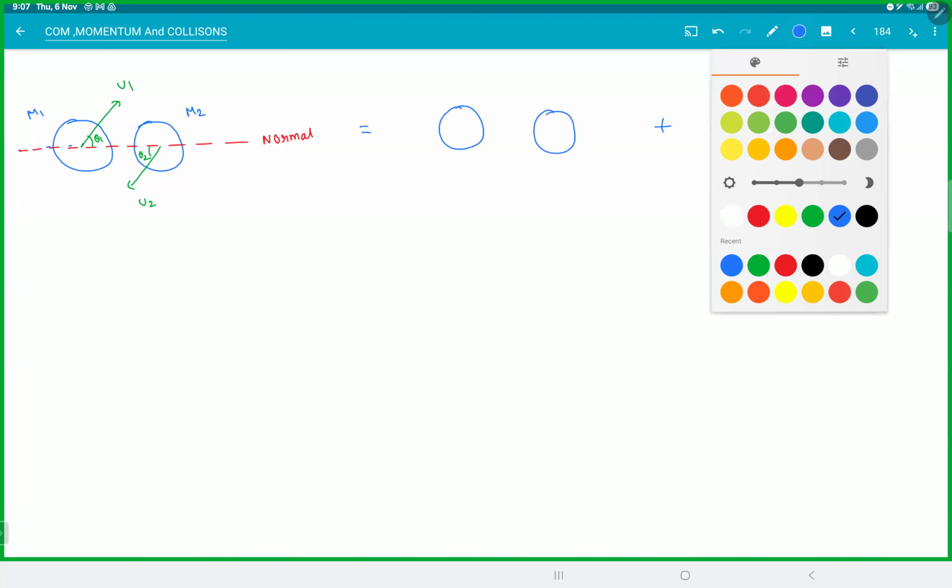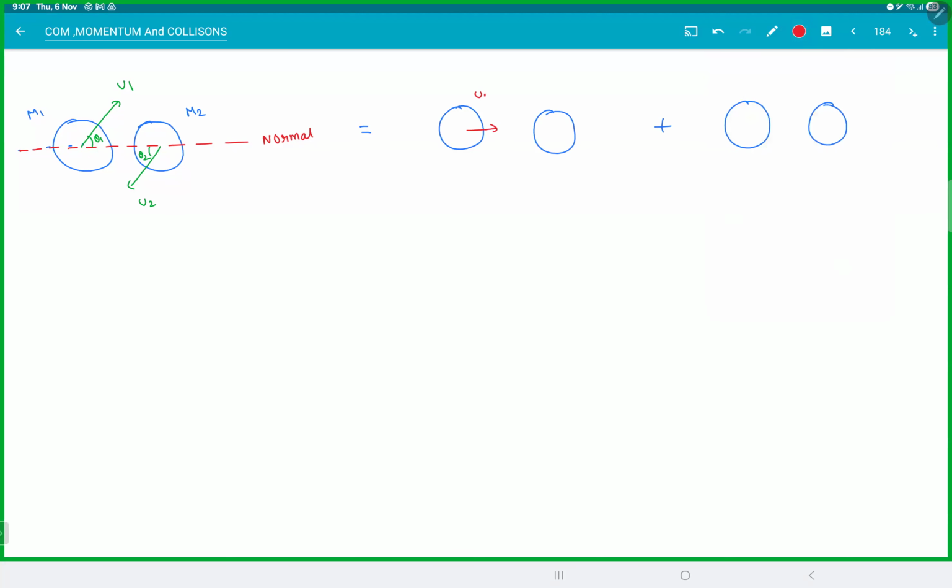So the horizontal components will be u1 cos theta 1 and u2 cos theta 2. This component will be u1 sin theta 1. This component will be u2 sin theta 2. This is your head-on collision. And you know how to do this. How do you do this? Conservation of momentum, coefficient of restitution.